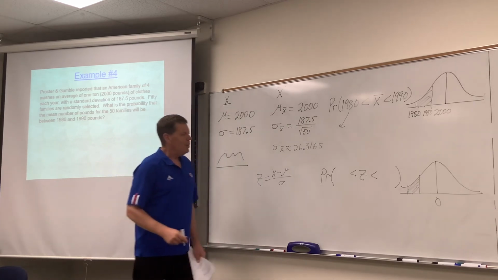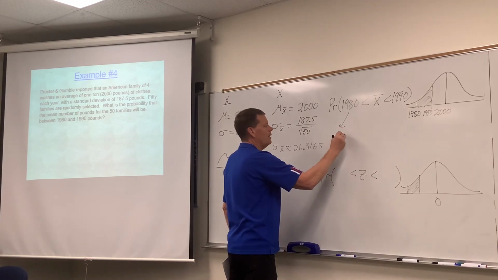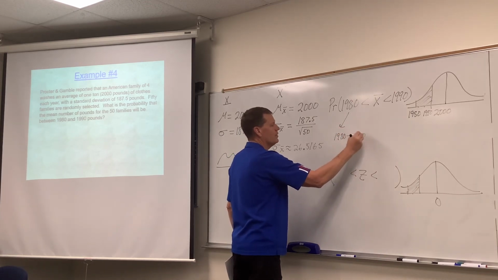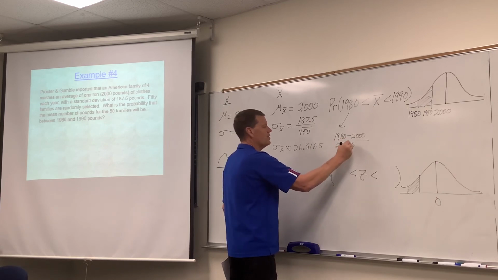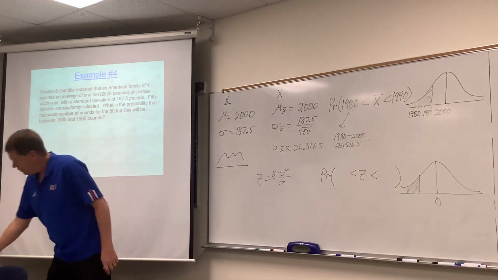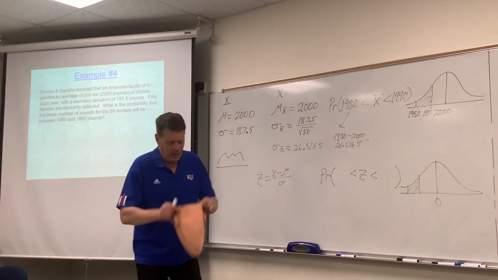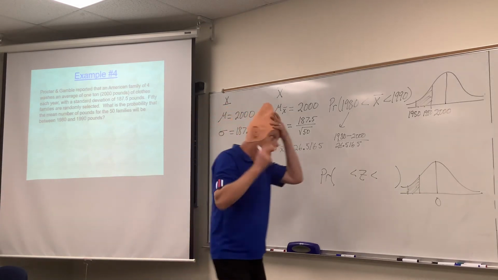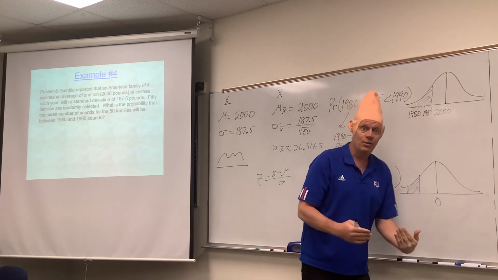All right. But anyway, for the 1980: 1,980 minus the mean of 2,000 over the standard deviation, 26.5165. And again, all of this is justifiable in terms of a bell curve because of the fact that they sampled at least 30. So that's why we were allowed to draw this beautiful bell curve here for the rest of this question.